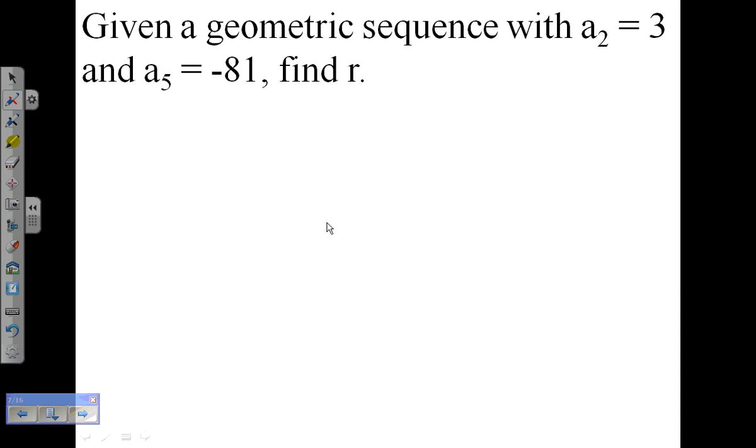Given geometric sequence, find a sub 2 equals 3 and a sub 5 equals a1, find r. This is more of the same we just had, where we have to divide the two equations after we set them up.